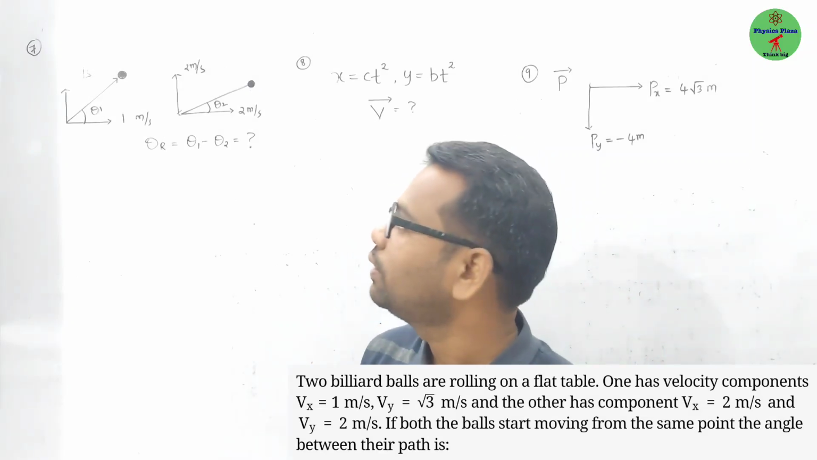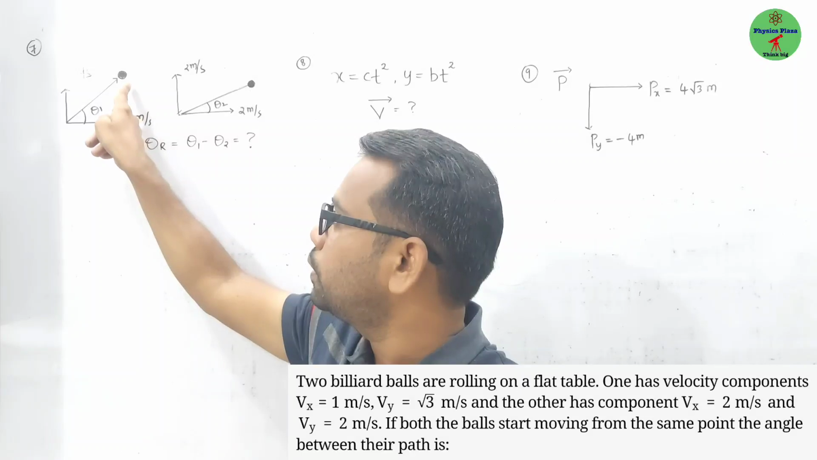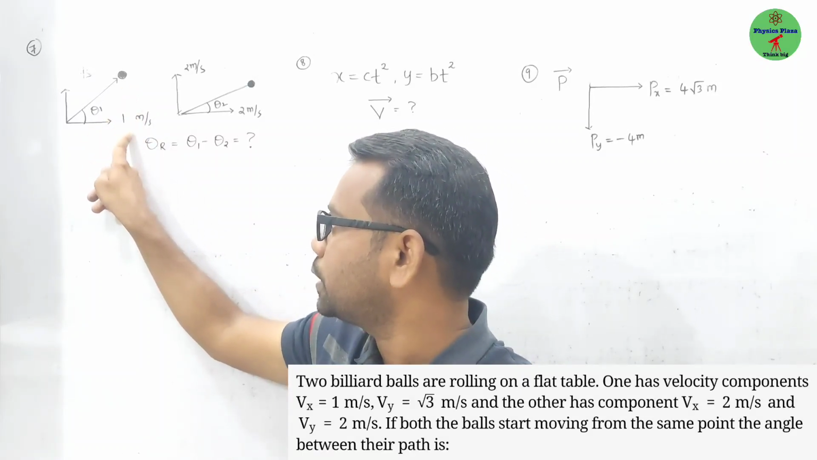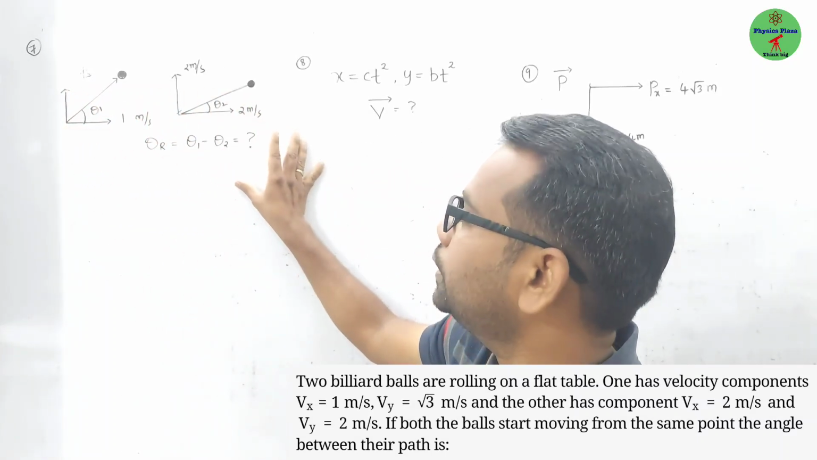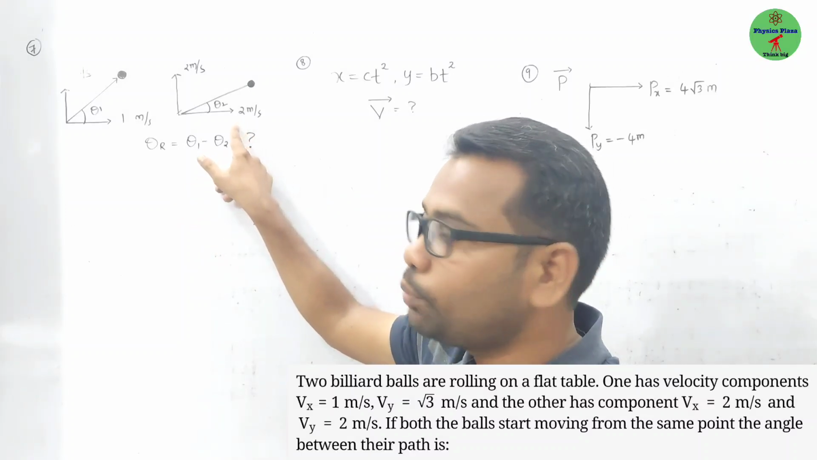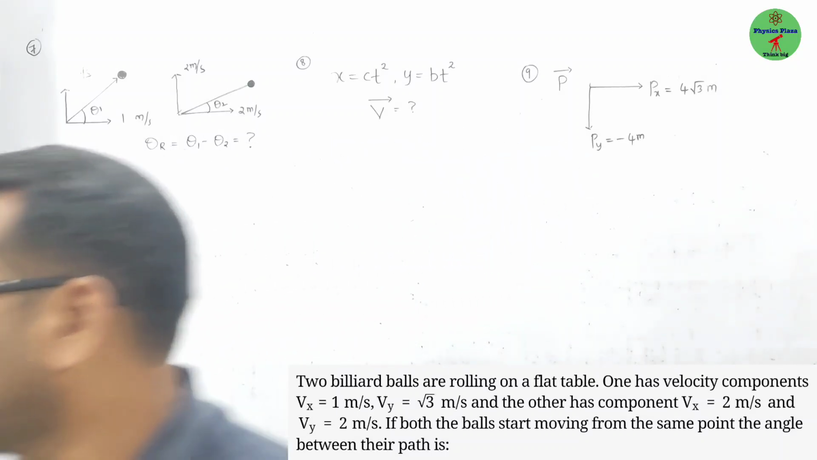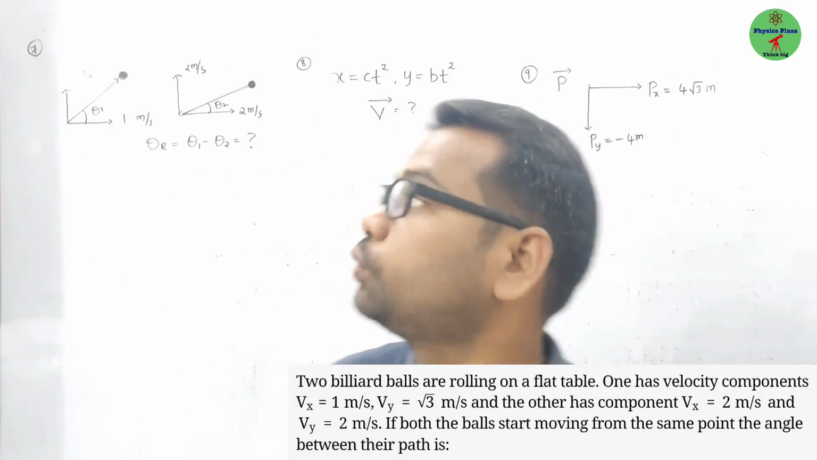So individually, let us think of the first billiard ball first. The first billiard ball is moving in that plane such that it has a horizontal component of 1 meter per second and a vertical component of root 3 meter per second. And another ball is also moving in the plane such that its horizontal component is 2 meter per second and its vertical component is also 2 meter per second. Let me check, is it given the same? I had a doubt. 2 meter per second, 2 meter per second. Yes, it's true. Fine children.